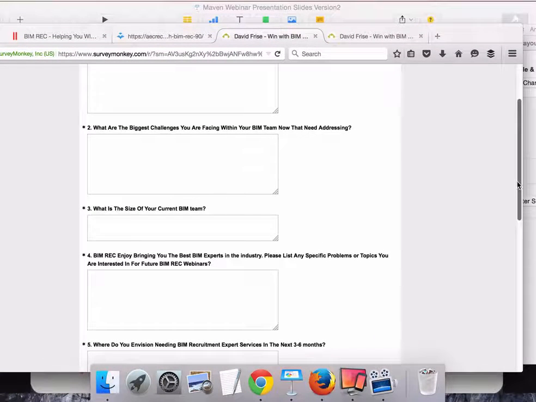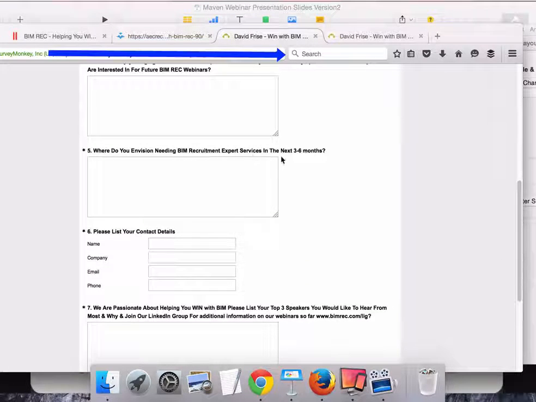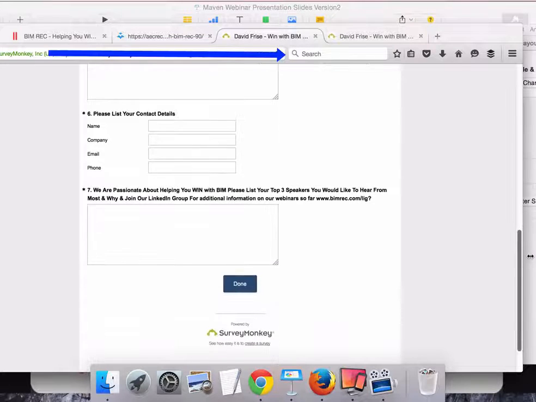What size is your current team? BIMREC enjoy bringing you the best experts. Please list any specific problems or topics you're interested in. Where do you envision needing BIM recruitment experts in the next 3 to 6 months? See what we're doing here? We're basically asking them what needs they've got. What hiring needs have they got?